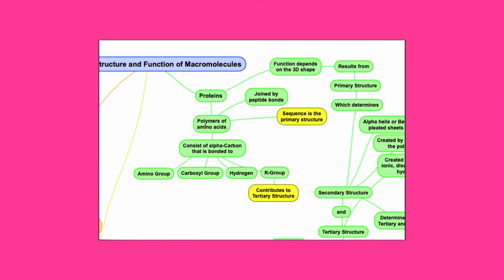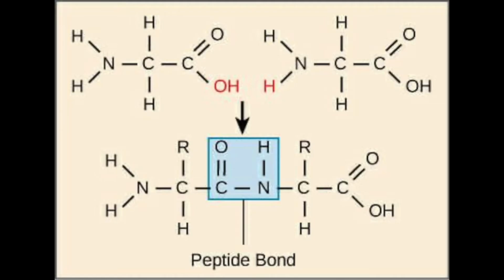The polymer of amino acids is going to make the primary structure. So when we talked about nucleic acids, we said DNA codes for RNA, RNA goes to the ribosomes, which are then going to code for our proteins. Well, what's happening there is the primary structure. It's just a simple chain of amino acids. These amino acids are going to be joined by peptide bonds.